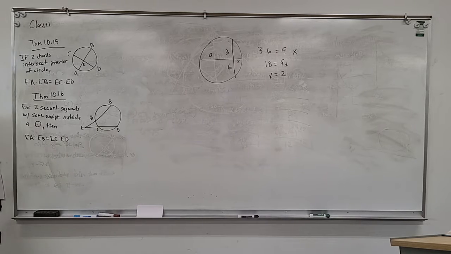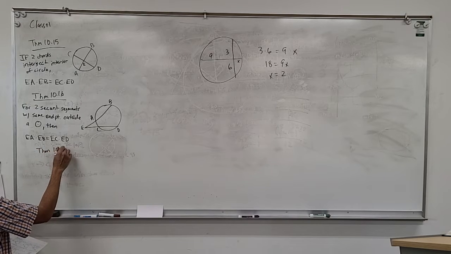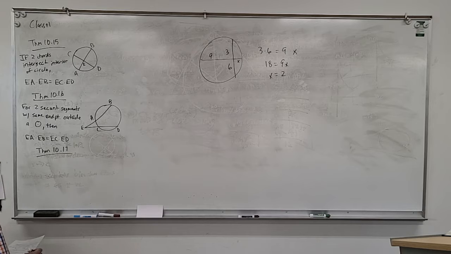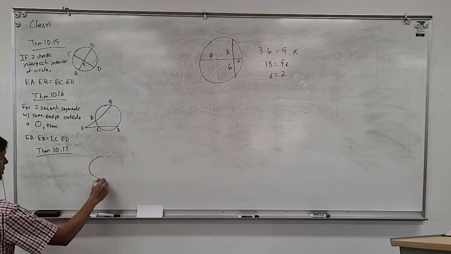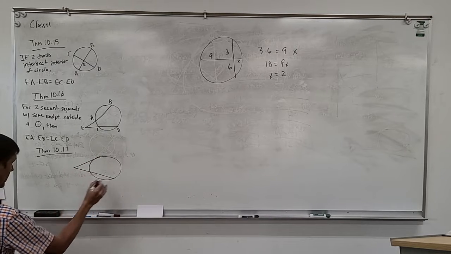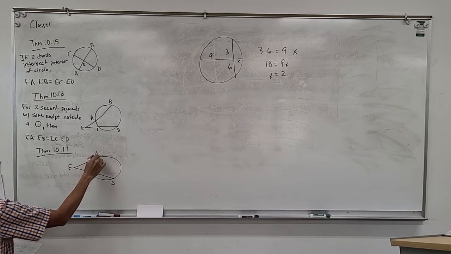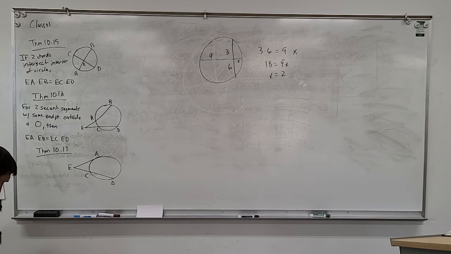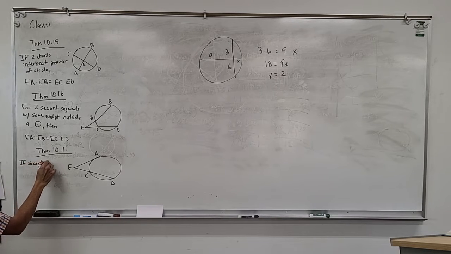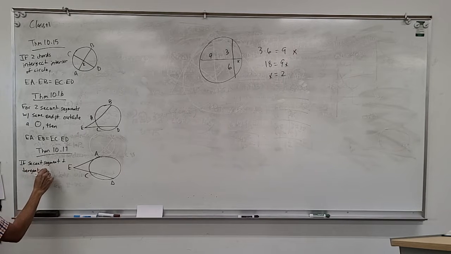One more, which is kind of similar but involves a tangent segment versus a secant segment. Theorem 10.17. And it says, we got this, and now we got a tangent right there, tangent segment, and then a secant segment, C, D, E, A. So here we have, if a secant segment and tangent segment, and why are we calling them secant segments and tangent segments?